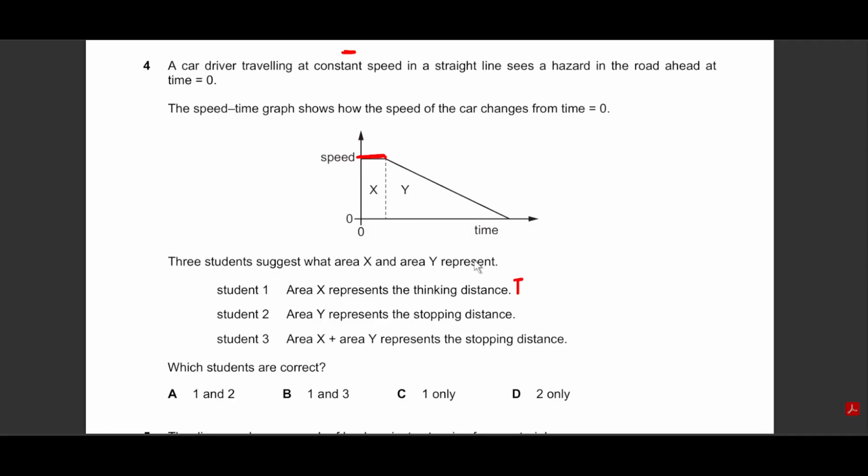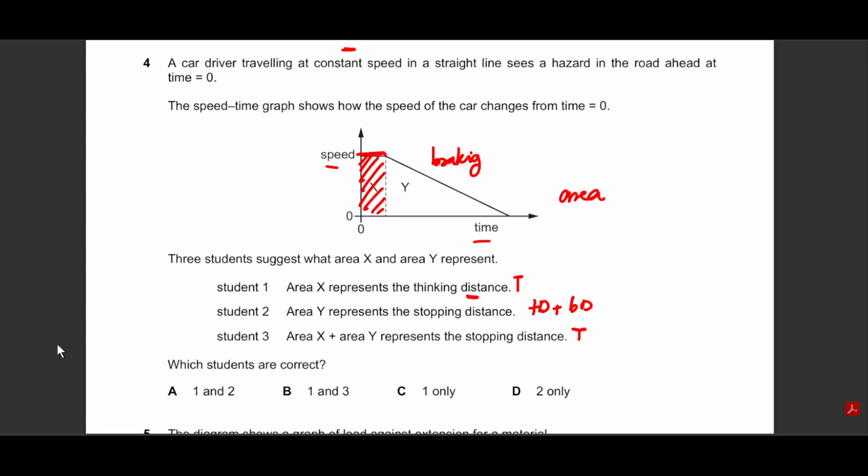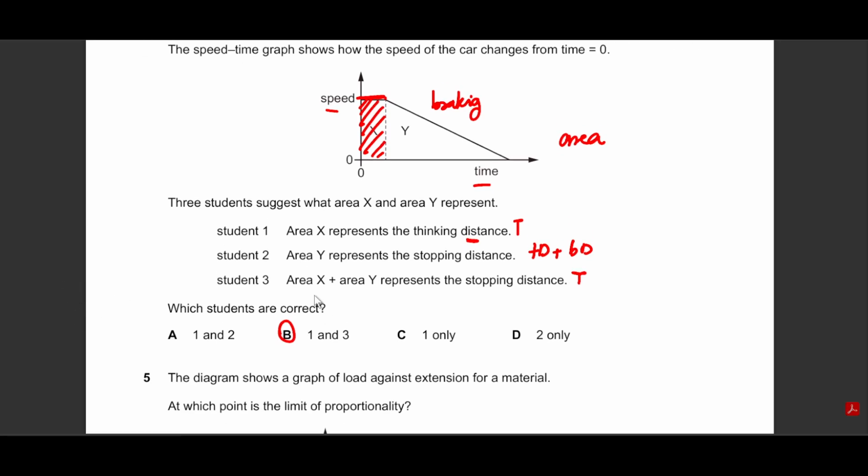And when we say thinking distance, this will be the area under the graph, because distance for a speed time graph is represented by area. Area Y represents the stopping distance. Now, the stopping distance actually has the thinking distance plus the braking distance. This is the braking distance, right? Now it says areas X and Y, and this statement is true. It asks which students are correct. This is student 1 and 3. Both areas have to be added for the stopping distance. Area Y alone is not the stopping distance, this is actually the braking distance.